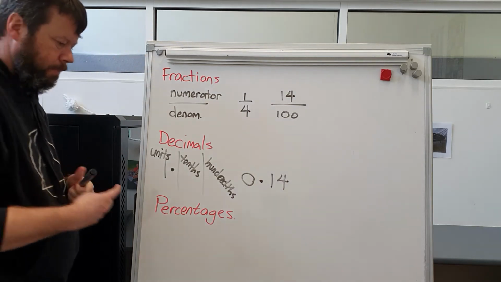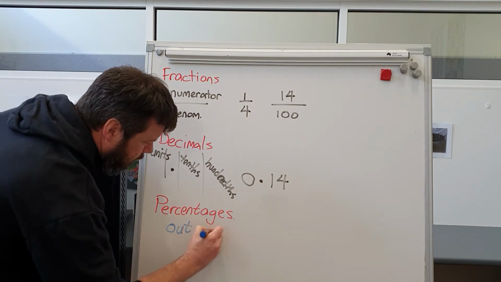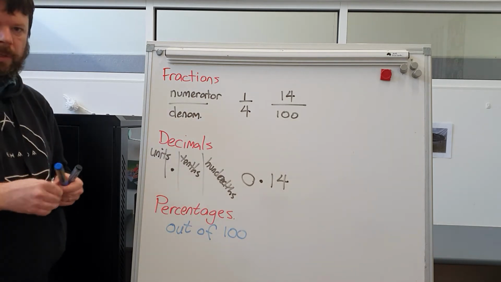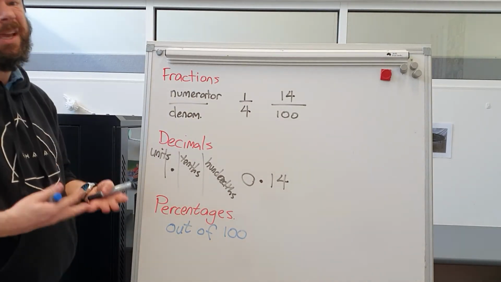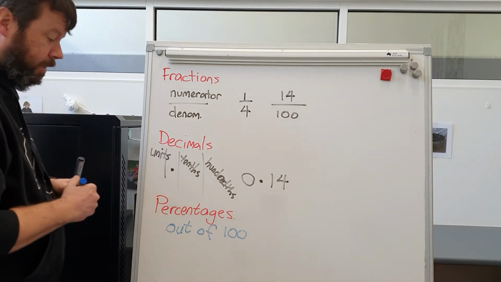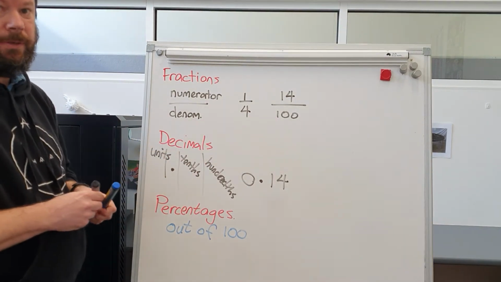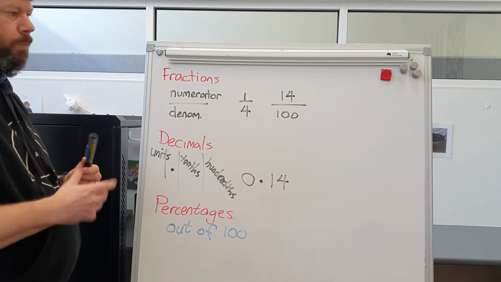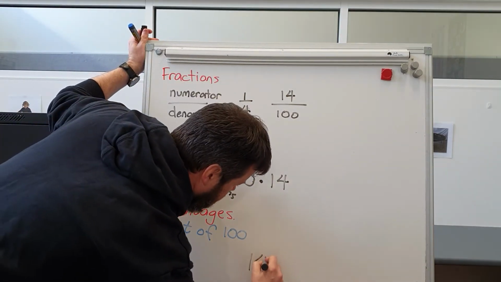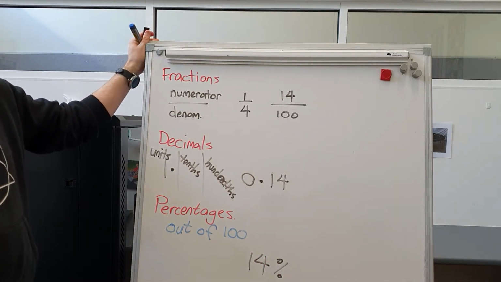Percentages literally means out of 100. So if you have a percentage, that means it's out of 100. So 50% means 50 out of 100. Our fraction up here is already out of 100. So as a percent, we just have to look at the top number. So in this case, it's going to be 14%, because it's 14 out of 100.